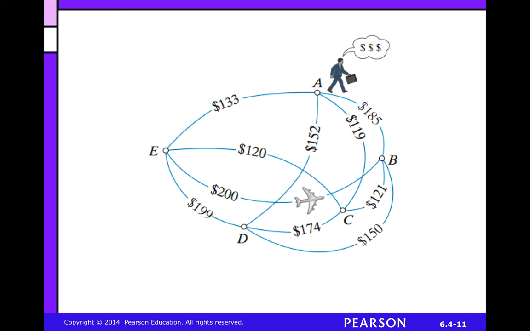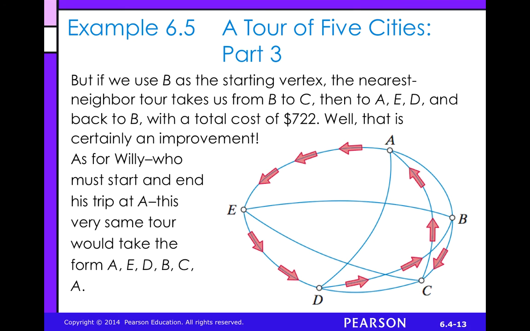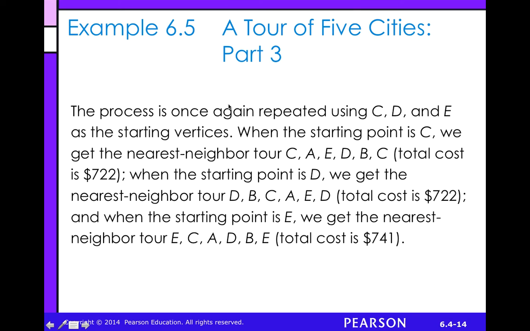And whichever one you choose, remember that you were supposed to start at A. So whichever path you choose, now consider that path as starting at A. So we did B as a process. Okay, so the process is once again repeated using C, D, and E as the starting vertices.